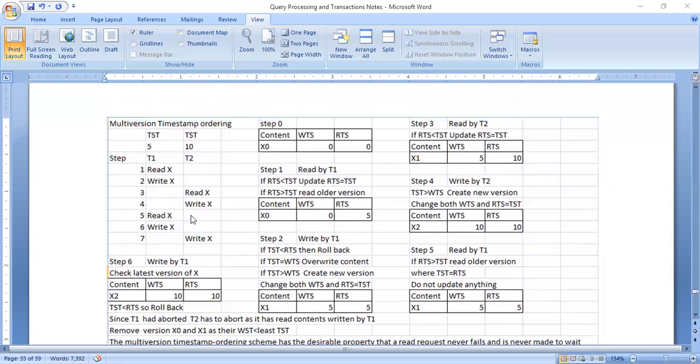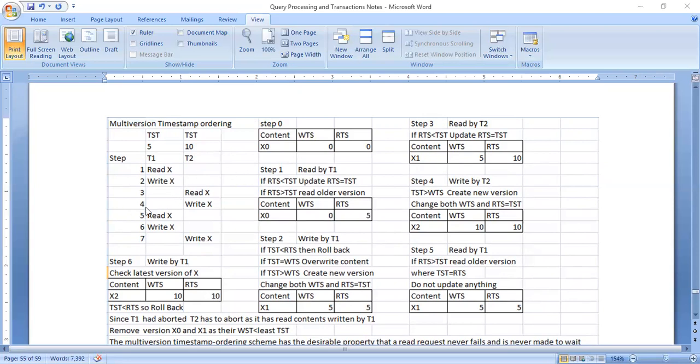Now the next instruction is a read instruction by transaction T2, and whenever there is a read instruction, we follow these two rules. This time, we check the condition RTS is less than TS. RTS here is 5, but the TS of the transaction executing the read is 10. So we follow the first rule and update RTS equal to TS. This value 5 of the read timestamp is updated to 10 because this transaction is executing the read, and it will definitely read the newer content. The newer content is X1 and WTS itself is 5, so there is no change in that, but this transaction will definitely read the updated contents.